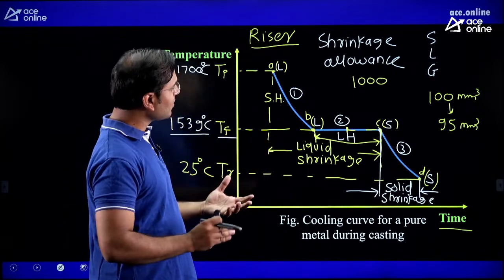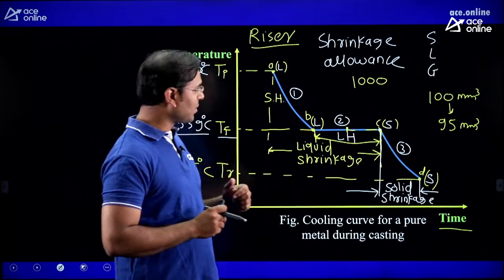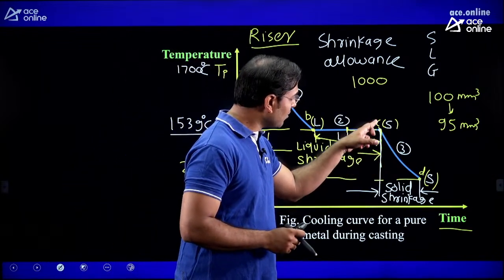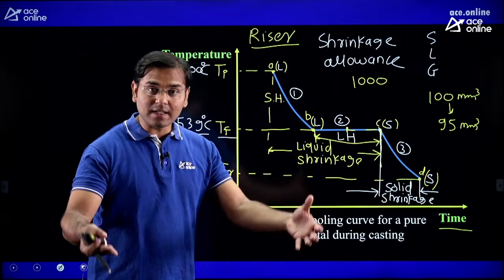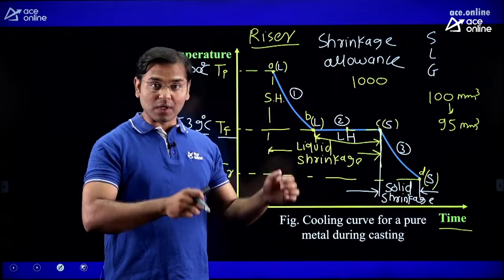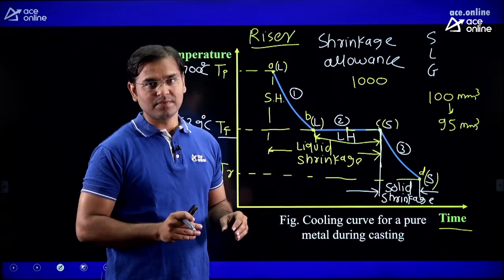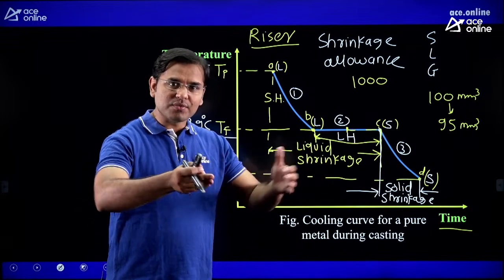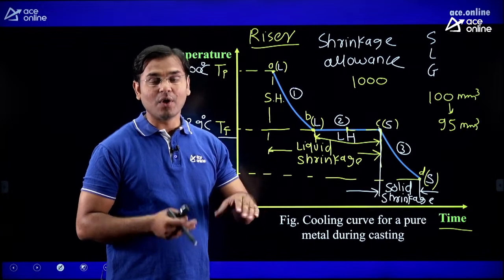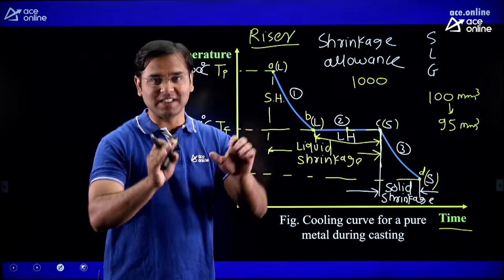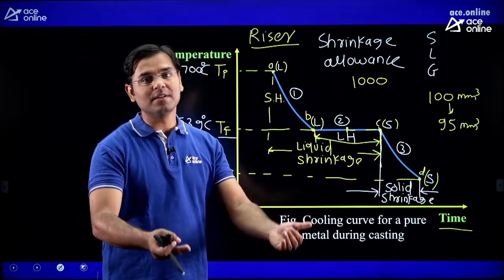But the riser can't supply the molten metal in stage 3. Why can't the riser supply the molten metal in stage 3? Because after stage 2, at point C, we take that casting along with the mold and put it on a vibratory machine, and we give vibrational forces like that. Stage 3 is happening on the vibratory machine, and there we give the vibration and the mold starts breaking.